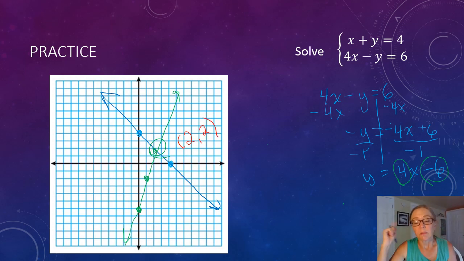Now notice something. Because I'm human, my graph is not perfect. So my point of intersection sometimes isn't perfectly clear.